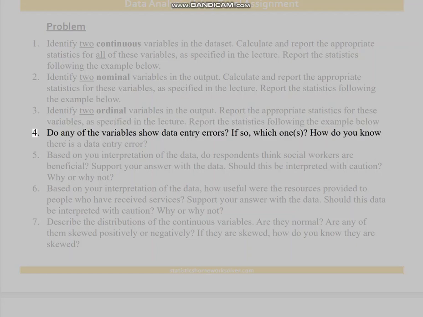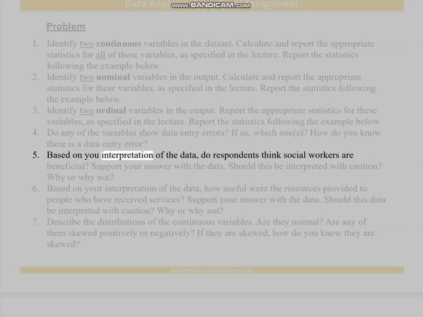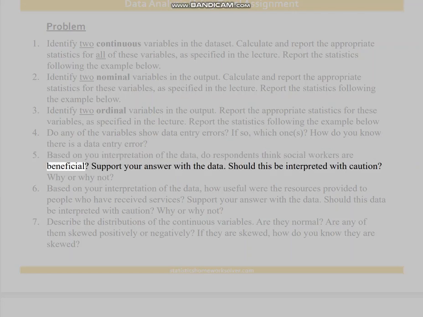4. Do any of the variables show data entry errors? If so, which ones? How do you know there is a data entry error? 5. Based on your interpretation of the data, do respondents think social workers are beneficial? Support your answer with the data. Should this be interpreted with caution? Why or why not?